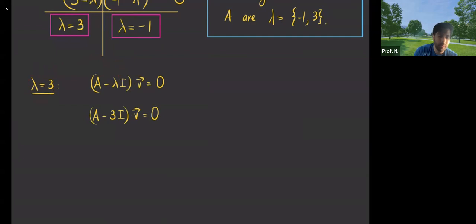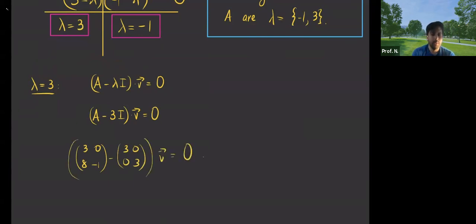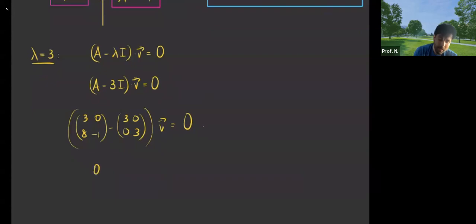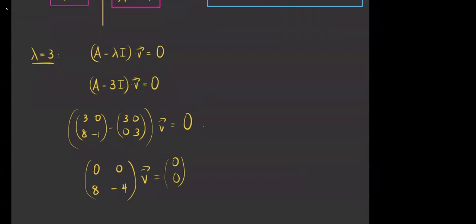And what happens when I do that? Remember, what does A represent? 3, 0, 8, -1. Subtract that by 3, 3, 0, 0. And this whole thing here is V, right? When you subtract this, what do you get? You get 0, 0, you get 8, and you get -4. Do you still have a question? No, sorry. No? Okay.